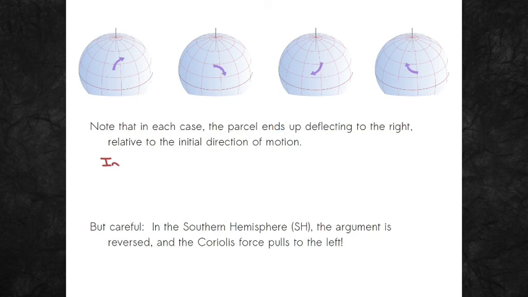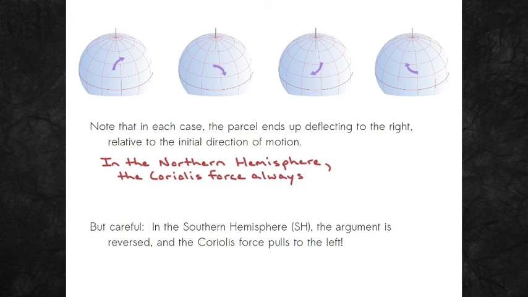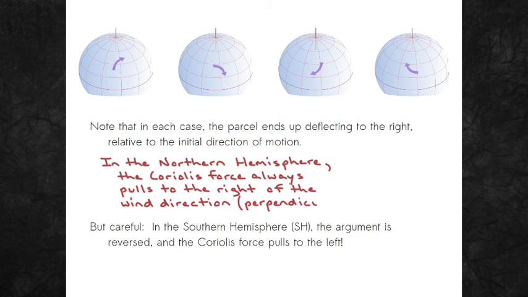So what this means then is that in the northern hemisphere, which is the case we've been doing, the Coriolis force always pulls to the right of the wind direction. Right? The wind direction is the direction of motion, and the Coriolis force is always going to pull us to the right of that wind direction, i.e. it's going to pull us perpendicular to the wind direction to the right.